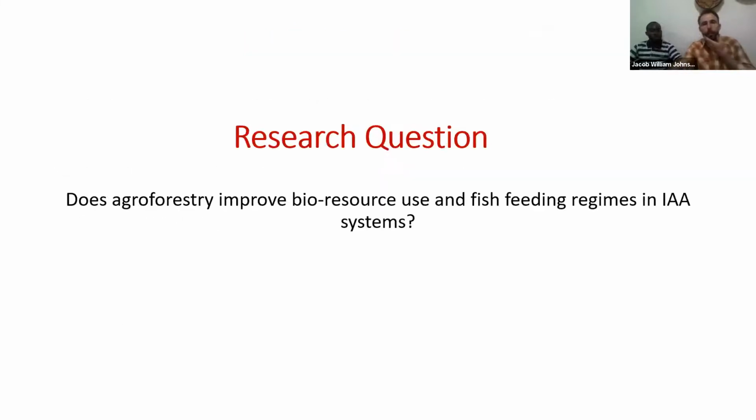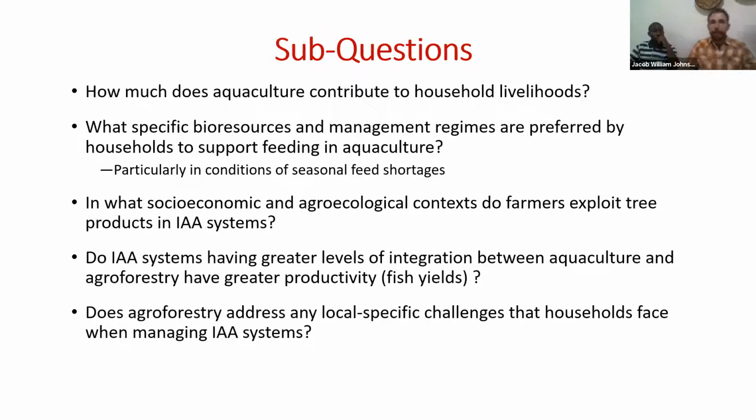Our overarching research question is this: does agroforestry improve the bioresource use and fish feeding regimes within integrated agriculture-aquaculture systems? Because this primary research question encompasses the entire farm system, we have multiple sub-questions to address, and the essential ones are: how much does aquaculture contribute to household livelihoods? What specific bioresources and management regimes are preferred by households, particularly in conditions of seasonal feed shortages?